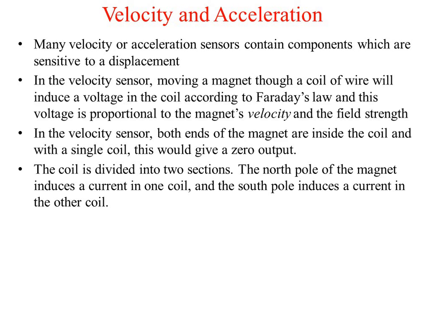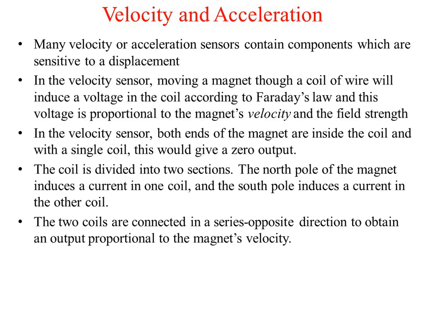So the north pole will generate one voltage and the south pole will induce another voltage in the other coil. This is how you will be generating two voltages, in the first coil and the second coil, using the north pole and south pole. So the two coils are connected in series in opposite direction, so the phase is opposite, to obtain an output proportional to the magnet velocity.